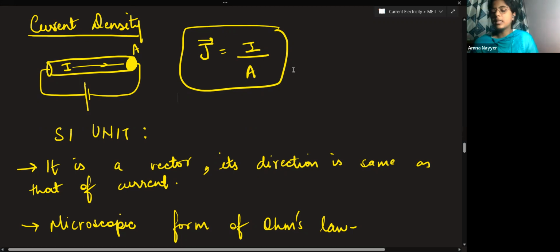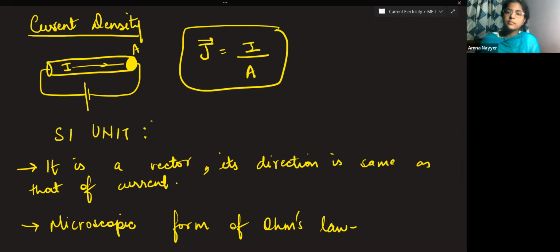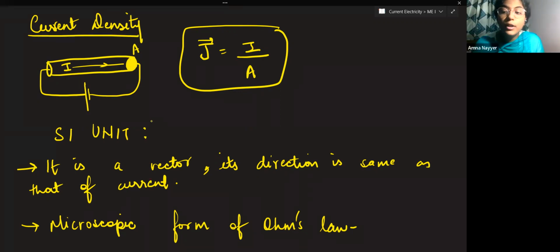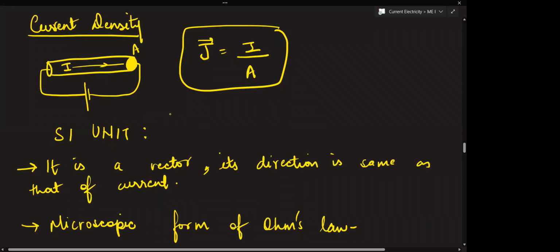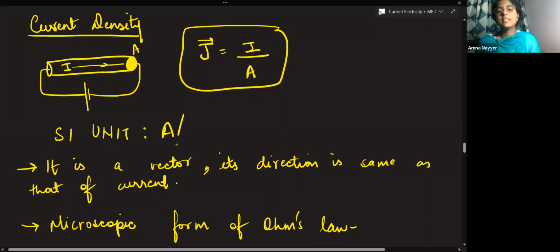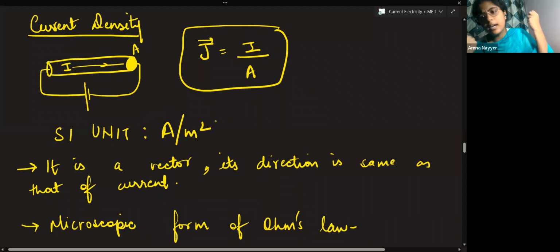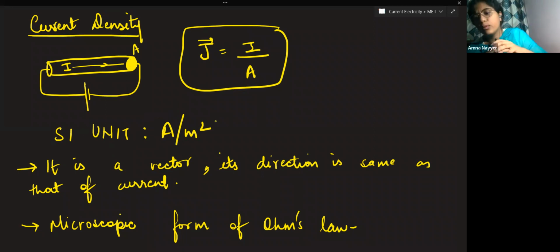Apart from this, can you tell me the SI unit of it? Coulomb per meter square. Coulomb is the SI unit for charge. Ampere per meter square, yes. So the SI unit becomes ampere per meter square. Now, two kinds of questions come from current density. Either directly formula based, using J equals I by A, where you calculate the current and the area by whatever method is needed.